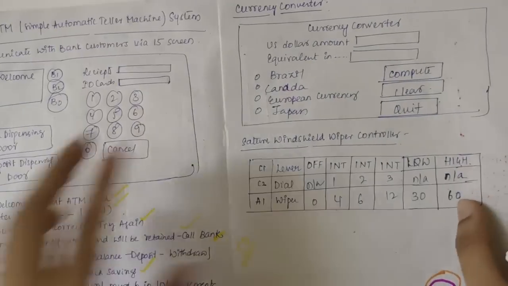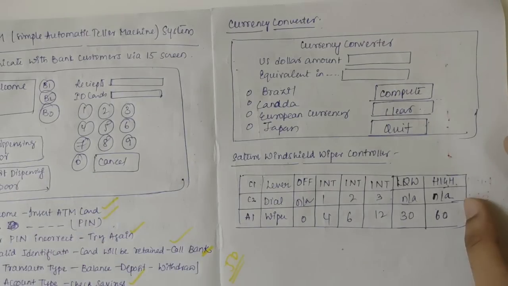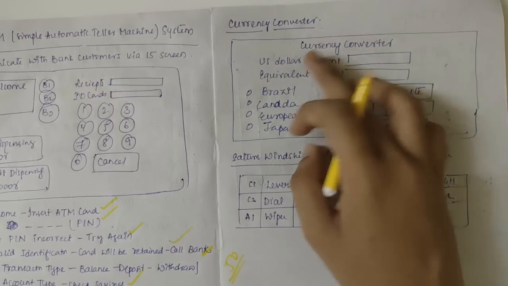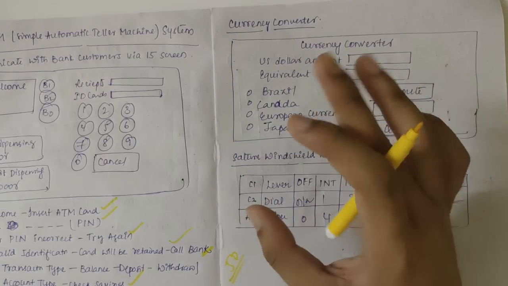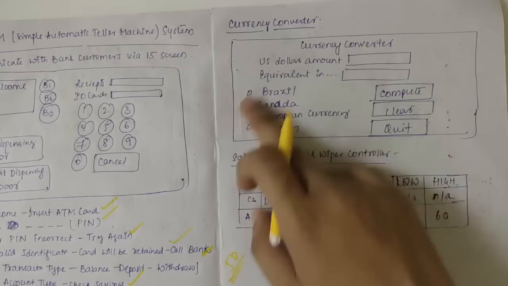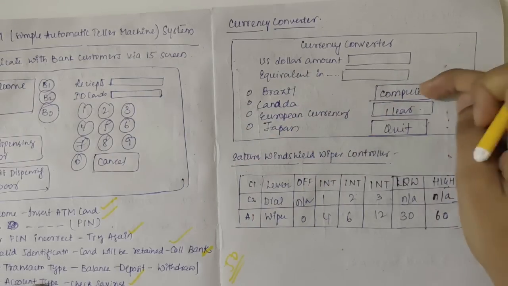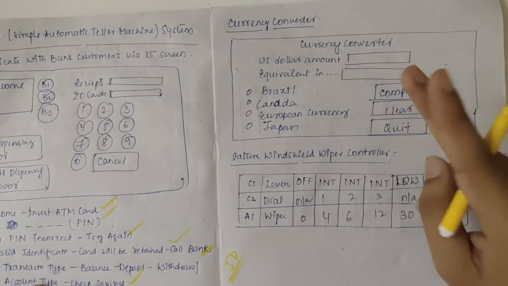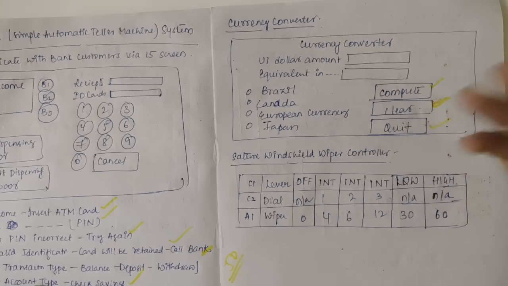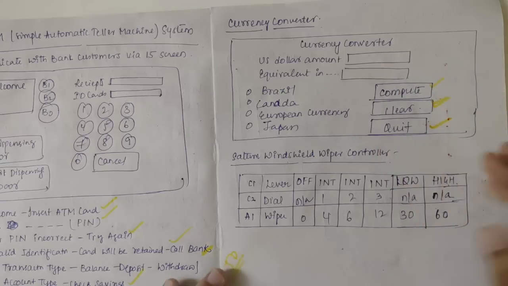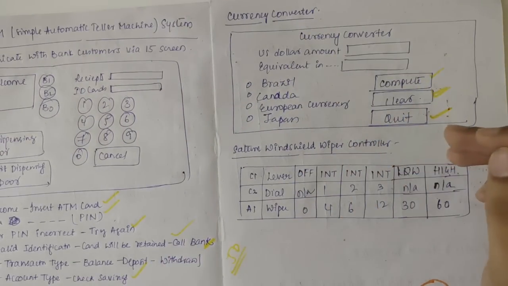Okay, next moving on, currency converter. This could be asked for 5 marks. We have to draw the diagram and explain it. So here we have the currency converter diagram, which comprises US dollars, and after entering the US dollars, we have to select which country's equivalent money we are trying to convert it to. After selecting these, we can press compute, or we can press clear, or we can press quit. Compute is used to convert the currency. Clear is used to clear whatever value is present, and quit is used to end one cycle of execution. So this was about the currency converter problem.